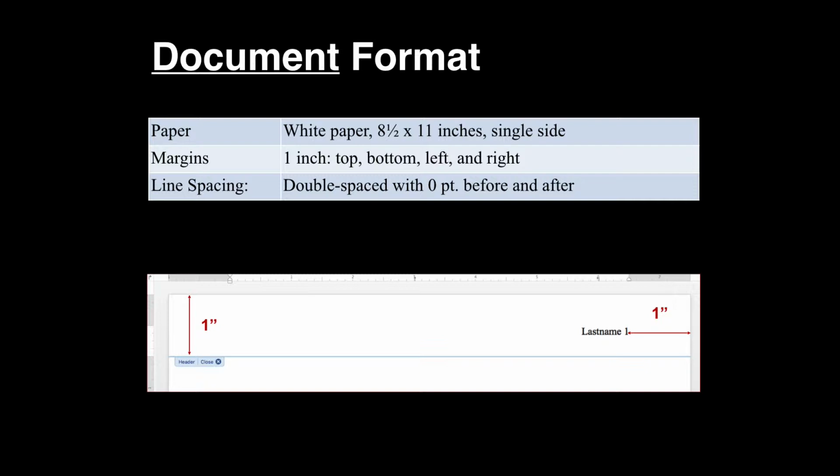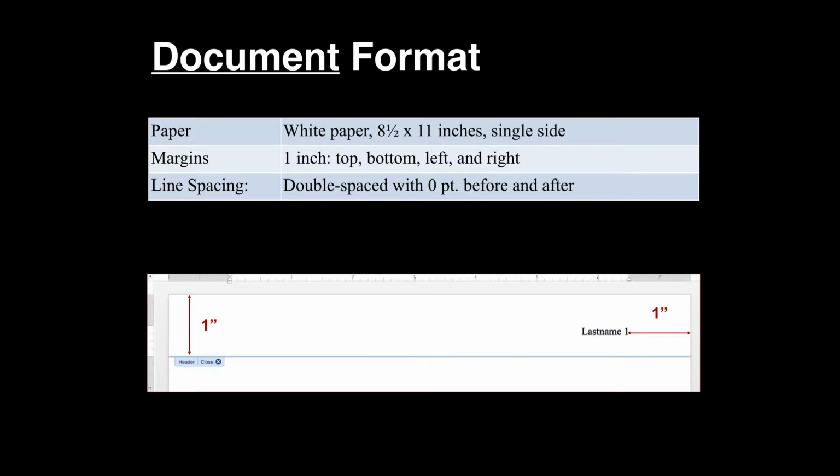This standardized format appears throughout a paper. You use white paper, 8.5 by 11 inches, single side. Margins are 1 inch: top, bottom, left, and right. And the line spacing is double spaced with 0 points before and after paragraphs or any other line spacing. A lot of times the default setting adds some extra spacing in there, so be sure you go in and remove that and make sure it's 0 points.